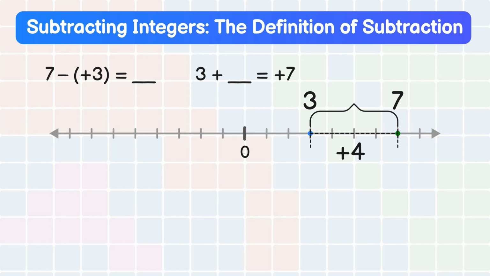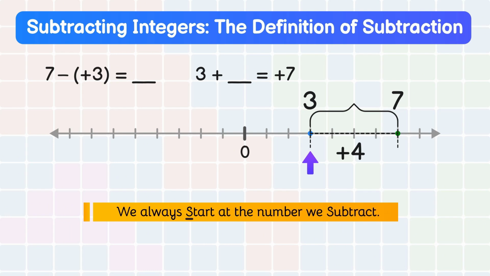So, starting at 0 just means we're placing each number on the number line, then counting the distance between them. But now, because we're dealing with integers instead of whole numbers, we also need to know the direction in which we count the distance. As a reminder, to find the direction, we always start at the number we subtract, which is positive 3 in this case, and we count until we reach the number we're subtracting from, which is positive 7.